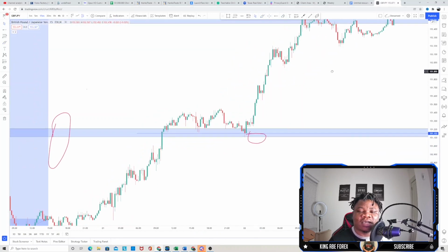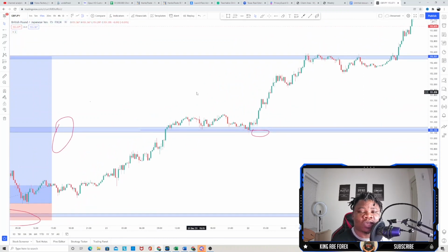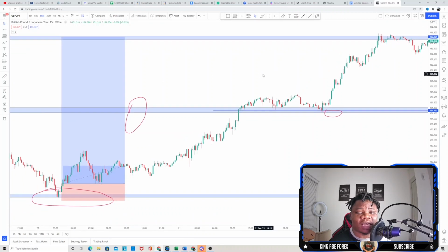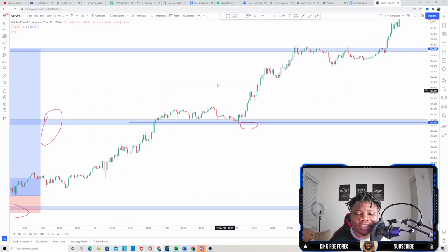Now this doesn't happen all the time, but when it happens, you just got to be on the lookout for stuff like this. This was definitely a beautiful setup, and I did the same thing just this week before the market actually closed, and man, it was just an amazing trade, an amazing setup, this buy position.